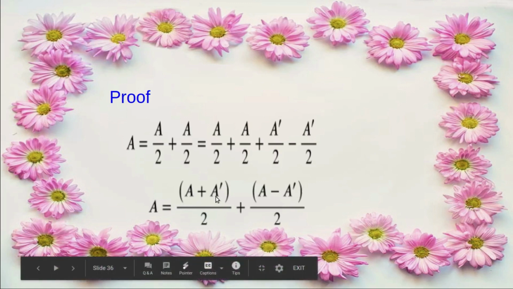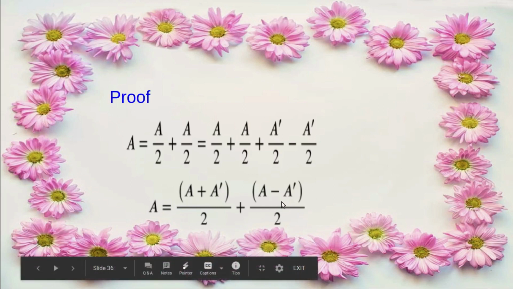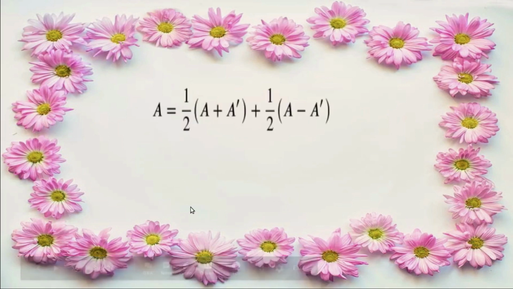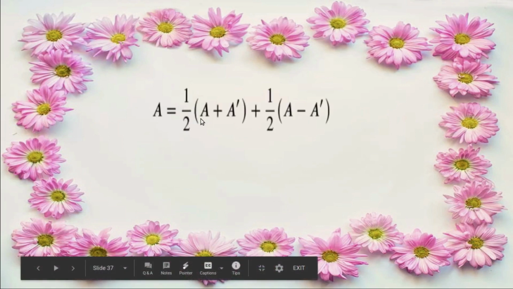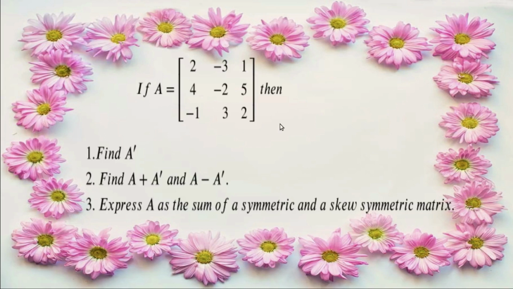Here 1 by 2 into (A plus A transpose) is a symmetric matrix and 1 by 2 into (A minus A transpose) is a skew symmetric matrix. So we can express any matrix as the sum of a symmetric matrix and a skew symmetric matrix. A equal to 1 by 2 (A plus A transpose) plus 1 by 2 (A minus A transpose). So A is equal to the sum of a symmetric matrix and a skew symmetric matrix.